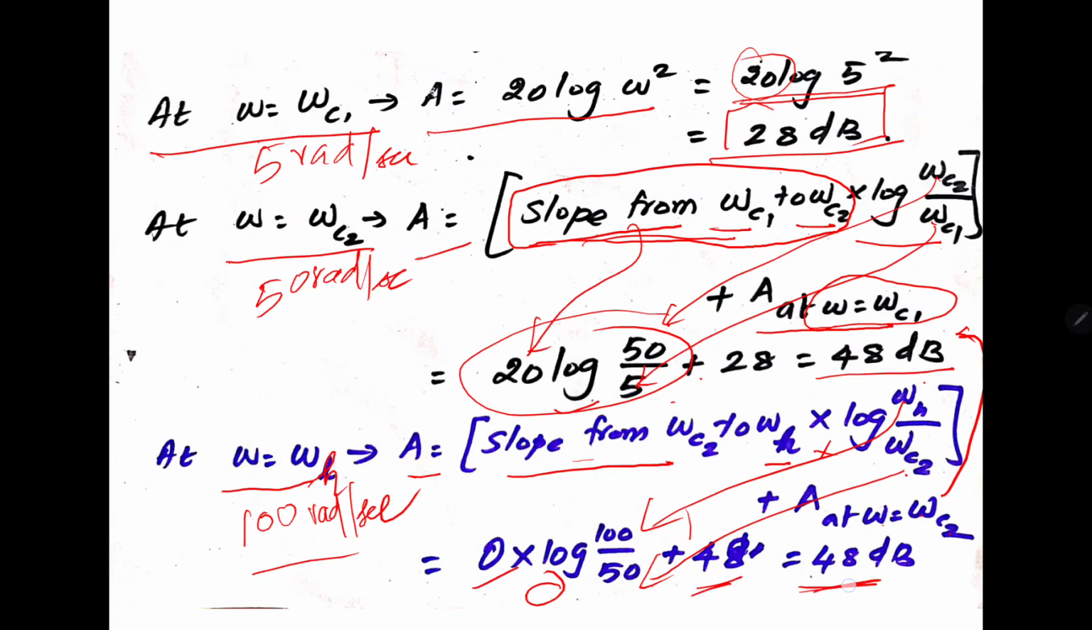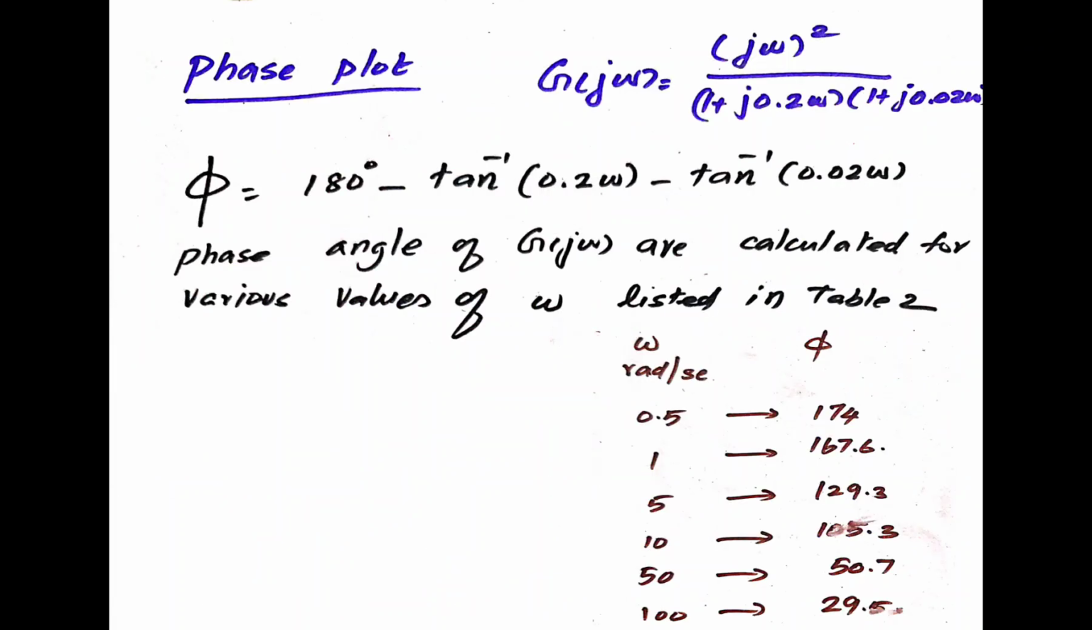So the final value is 48 dB. These are the values we are going to use to draw the magnitude plot. A Bode plot consists of both a magnitude plot and a phase plot, so we have to find the phase angle for each and every frequency. So we are going to find the phase angle.